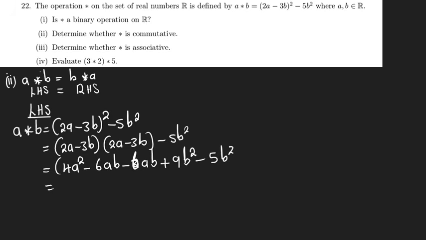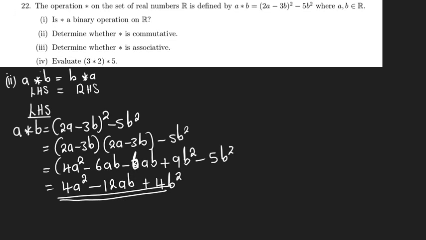So if we expand this, we are going to have 4A to the power 2 minus 12AB, then this is going to give us a plus 4B. This is what we have on the left hand side. Okay, let's try to check if we are going to get the same value, if we interchange them.